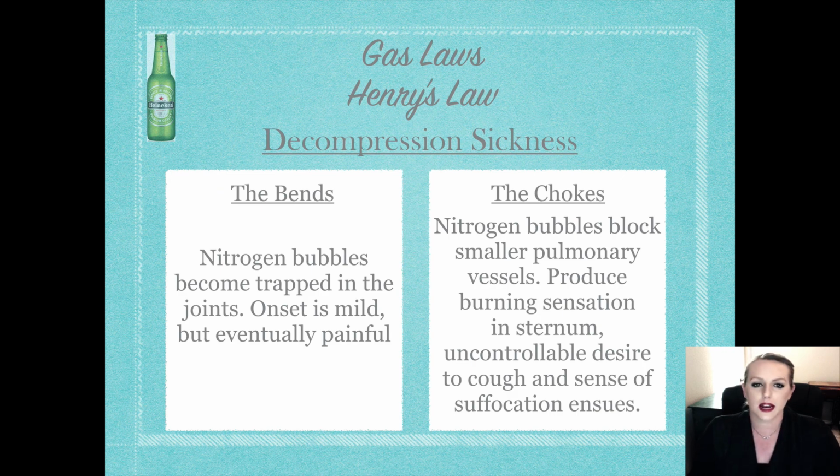So there are different types of decompression sickness. The first one is the bends. This is where nitrogen bubbles become trapped in the joints. Onset is mild, eventually painful. Then you have the chokes. These are where the bubbles block those smaller pulmonary vessels. They'll have a burning sensation. They'll be wanting to cough. And eventually, they'll have a sense of suffocation.